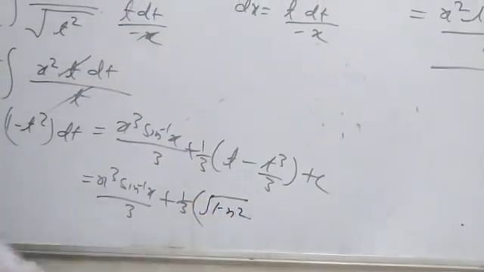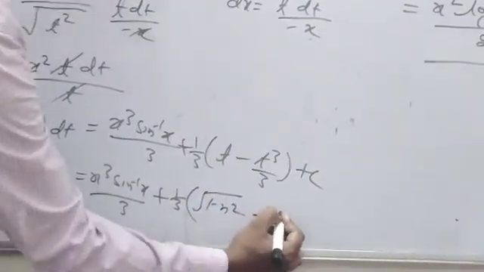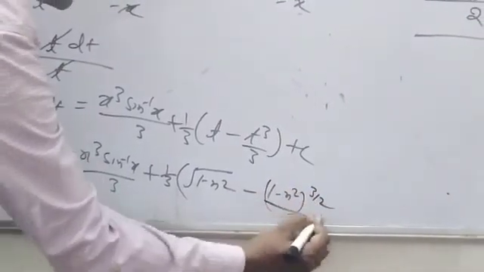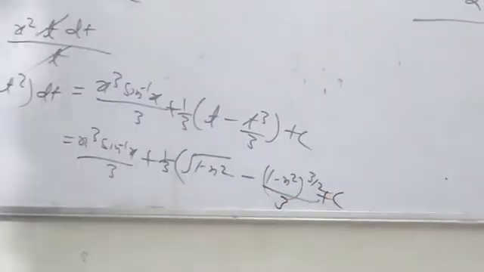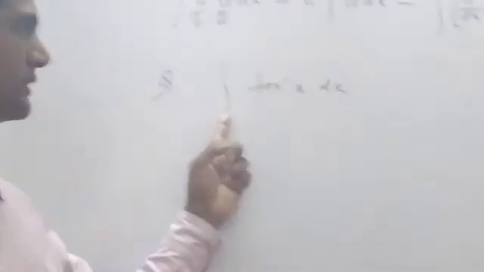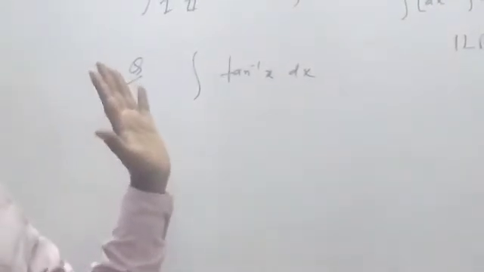Under root 1 minus x square, t means what? 1 minus x square to the power 3 by 2, divided by 3, plus c. Now this is the answer.